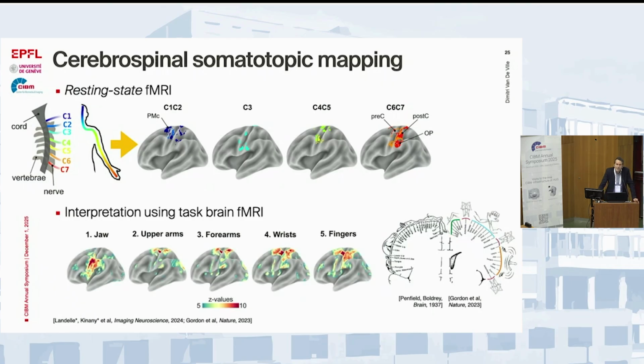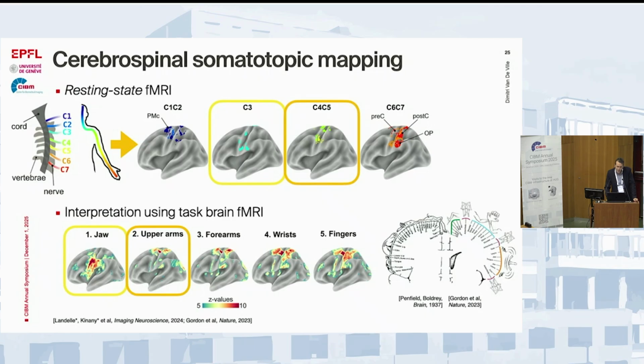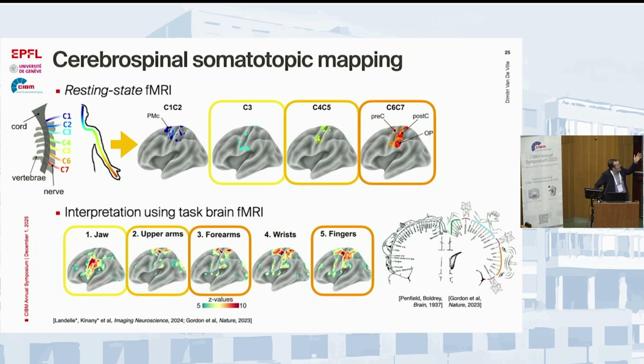And then we compared this with an external data set with task brain fMRI, and we looked at the best matches. If you look, for instance, here we have the face area in the jaw in particular, and then if you move down, you have the upper arm, and if you move further down, it goes to the forearm and the hand. What you can see in these patterns that is different from the original Penfield homunculus is that there is a mirror symmetric pattern, right?